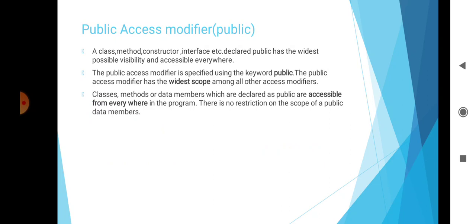Classes, methods or data members which are declared as public are accessible from everywhere in the program. There are no restrictions on the scope of public data members. If the class we are trying to access is in a different package, then the public class still needs to be imported. Because of class inheritance, all public methods and variables of the class are inherited by its subclasses.